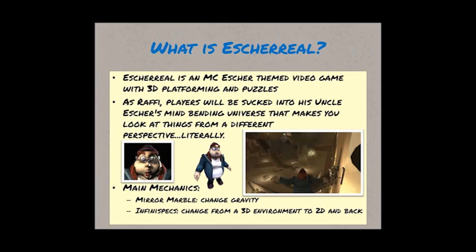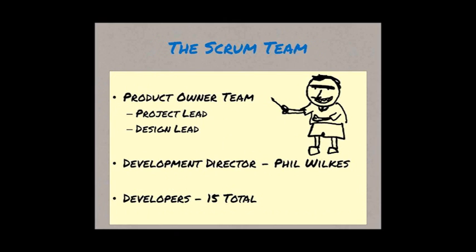Now, more specifically for Scrum, our Scrum team is as follows. Our product owner team was primarily made up of our project lead and our design lead, who would just decide what needed to be done, break those up into tasks, and then we would take those into sprint planning, figure out what we could do within the week's time, and move forward.